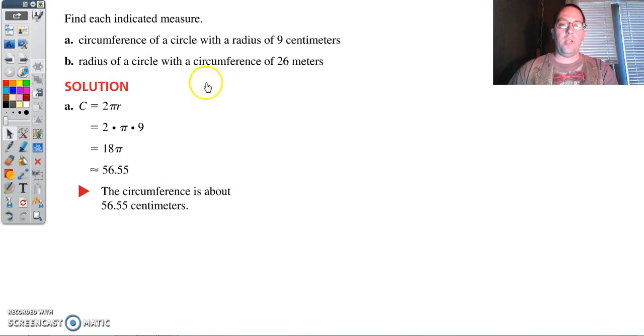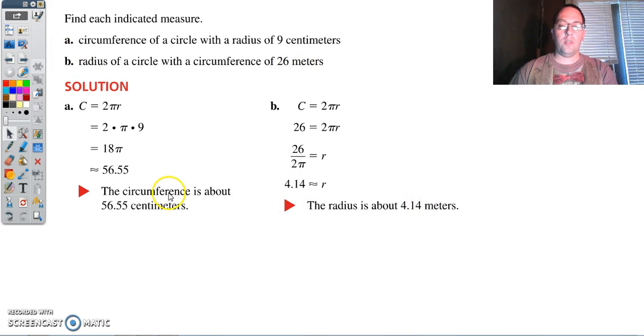Now we're going to find the radius of a circle given the circumference of 26 meters. Since they gave us the circumference, we're going to plug in the circumference, but we don't know the radius. 26 equals 2 pi r. Divide both sides by 2 pi, and you end up with 4.14, and this is in meters. So 4.14 meters.